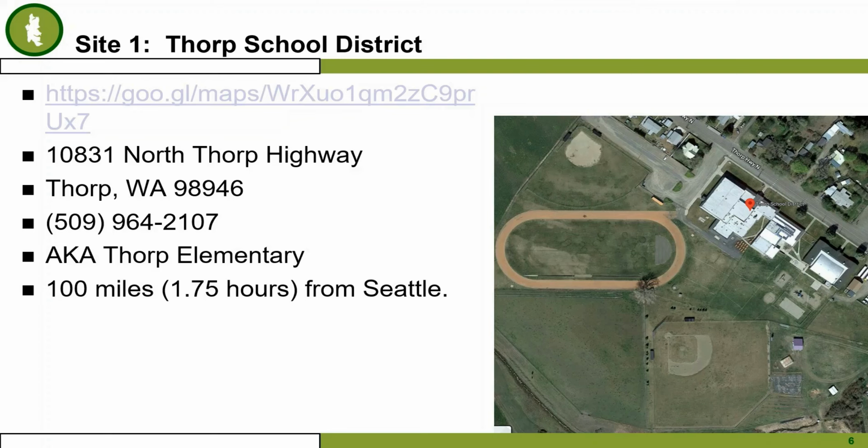We called the school district, we told them what we were wanting to do, and we asked for permission to use the fields after hours on the weekends, and they said that was no problem. So this was our first location, and it was about a 100-mile drive, or about an hour 45 minutes away from Seattle. So we did have to go quite a ways for this.